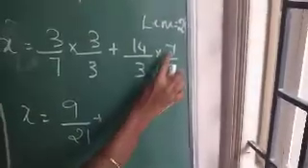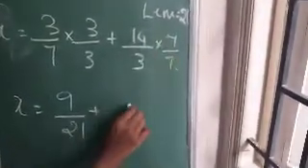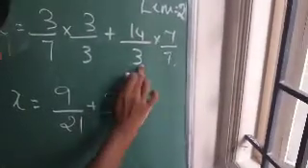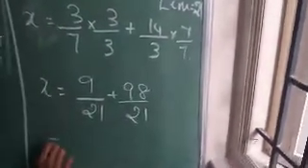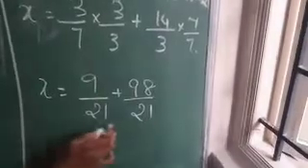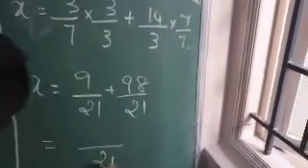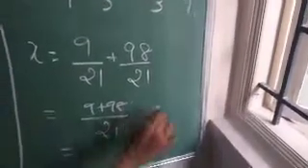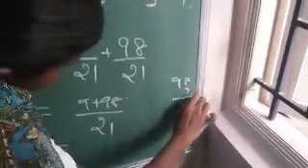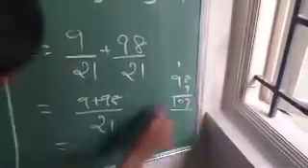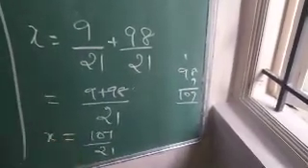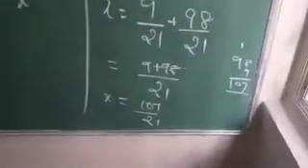14 into 7. So first you multiply 4 and 7, 28. 2 ones are 2, 7 plus 2 is 9, so 98. 3 sevens are 21. Next, here the denominators are the same, so you simply add 9 and 98. So what will you get? 107. So 107 by 21. So this is my x value.